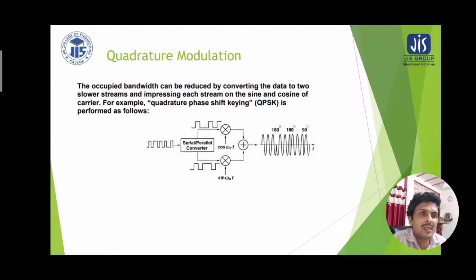If we see carefully, a 180 degree phase shift occurs where there is a transition between 0 to 1 or 1 to 0, and a 90-degree phase shift also occurs. So this is quadrature phase shift keying, a quadrature modulation technique.